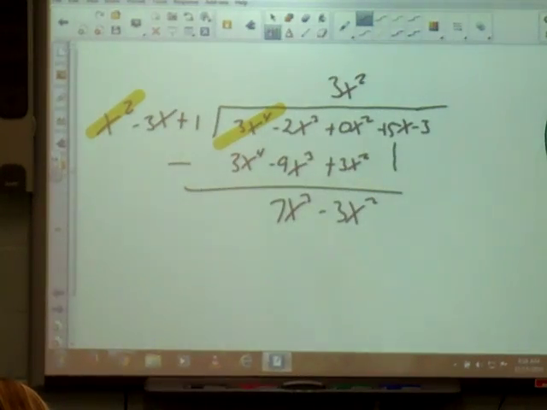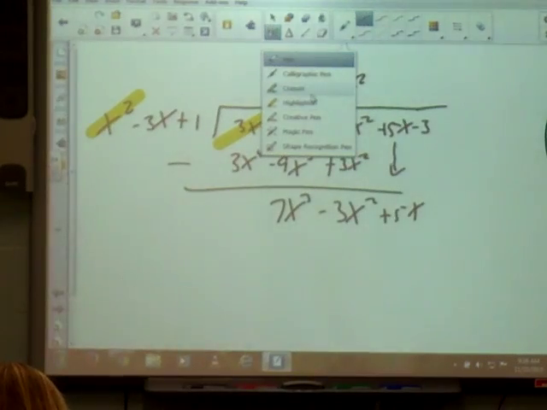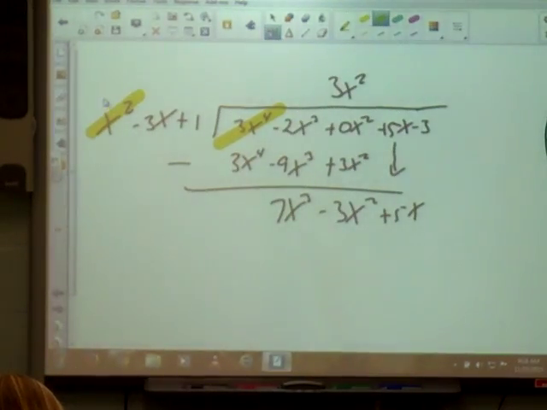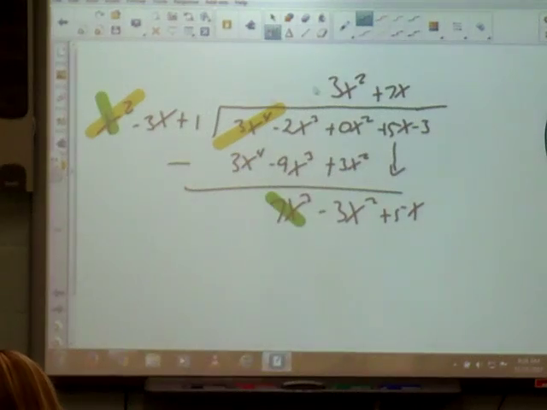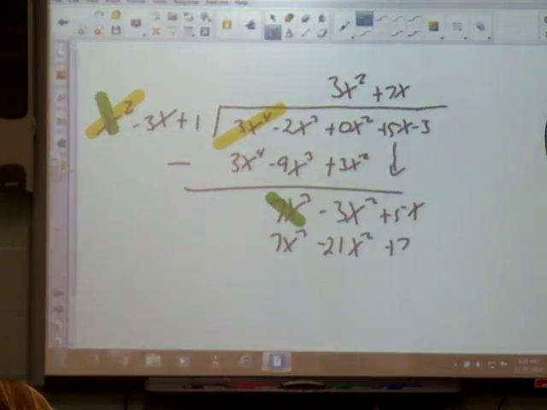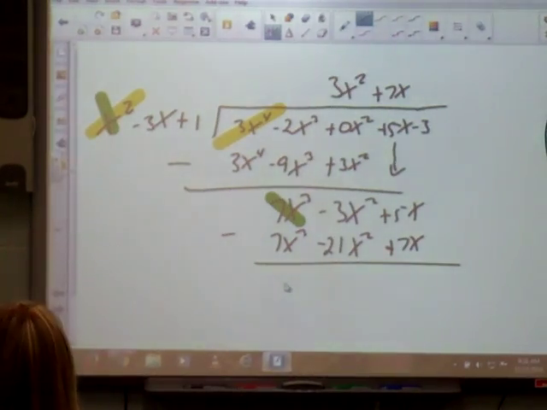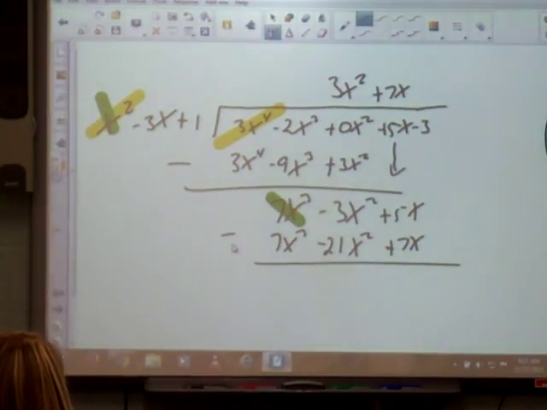Now you've got to bring down your buddy 5x. We do that again. We say x squared times what gets me 7x cubed? 7x, so we throw in plus 7x and distribute it to all three pieces. 7x times x squared is 7x cubed. 7x times negative 3x is negative 21x squared, and 7x times 1 is 7x. Subtract. 7x cubed minus 7x cubed is nothing. Negative 3 minus negative 21.